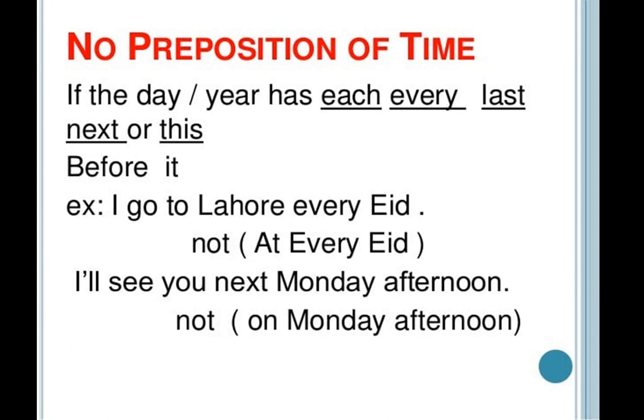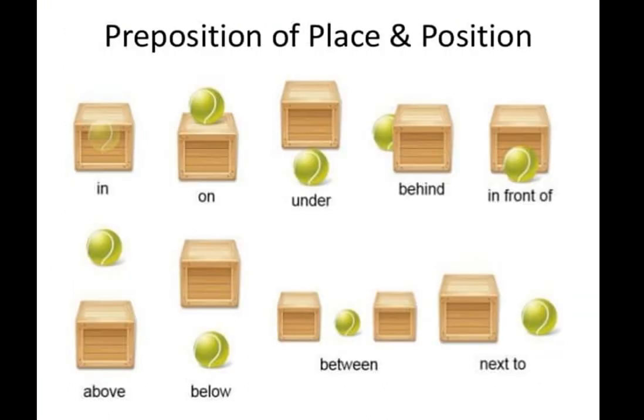So no preposition of time. When are we going to use no preposition of time? If the day or year has each, every, last, next or this before it, then we are not going to use any preposition. As you can see in the example here, I go to Lahore every Eid. You can see over here, every is used. That's why here we are not going to put at. I'll see you next Monday afternoon. Again next is there, so again you are not going to add on before Monday afternoon. No preposition over here.